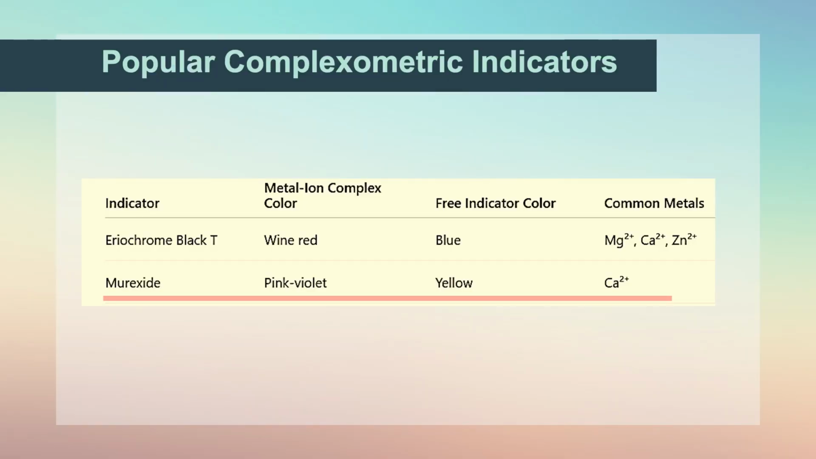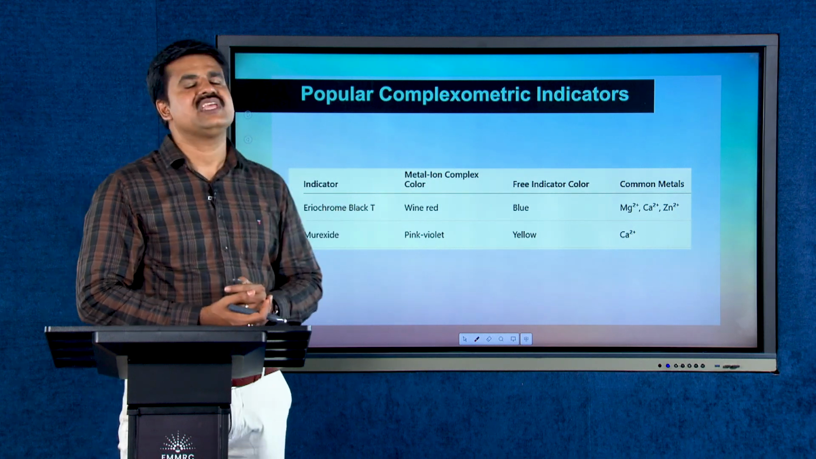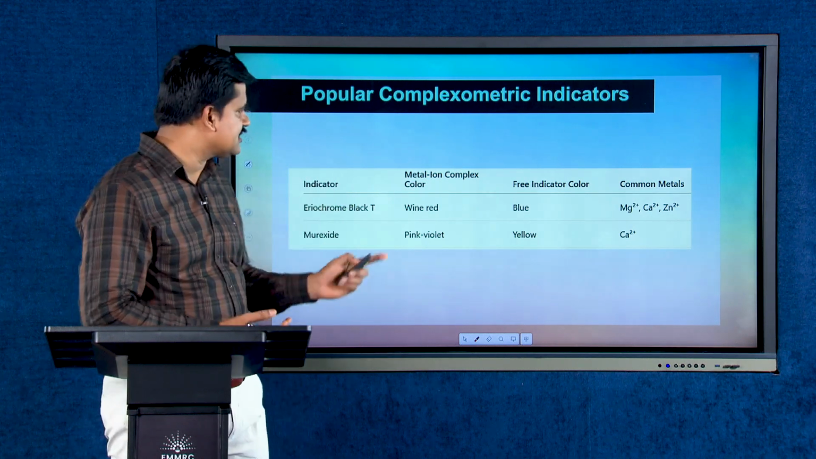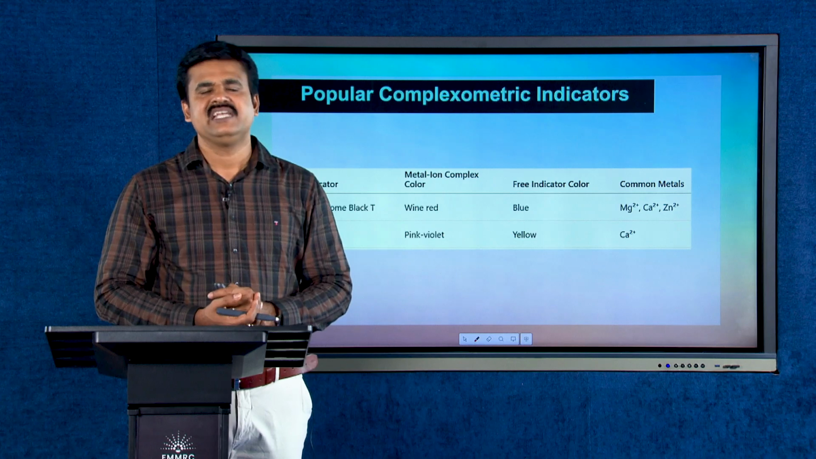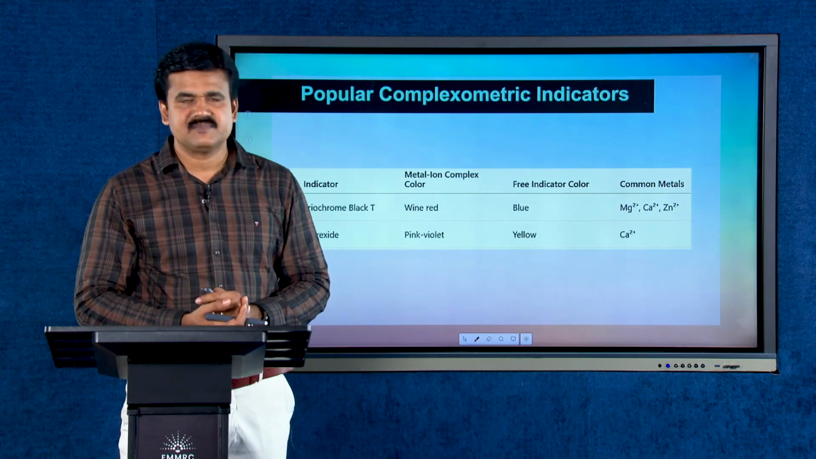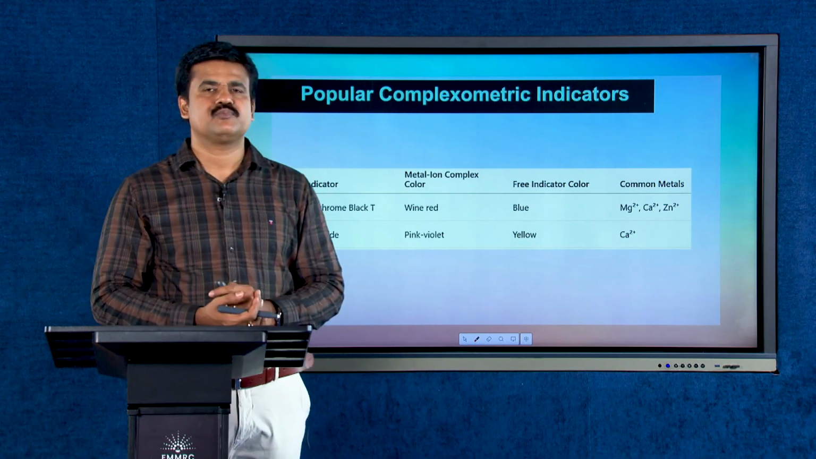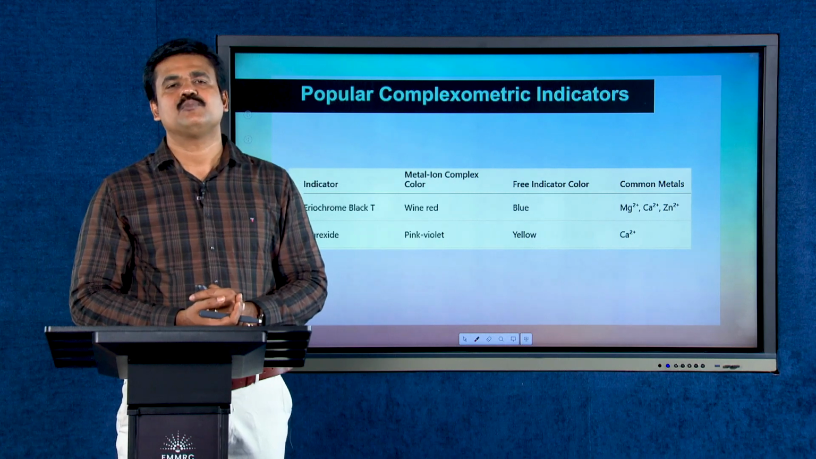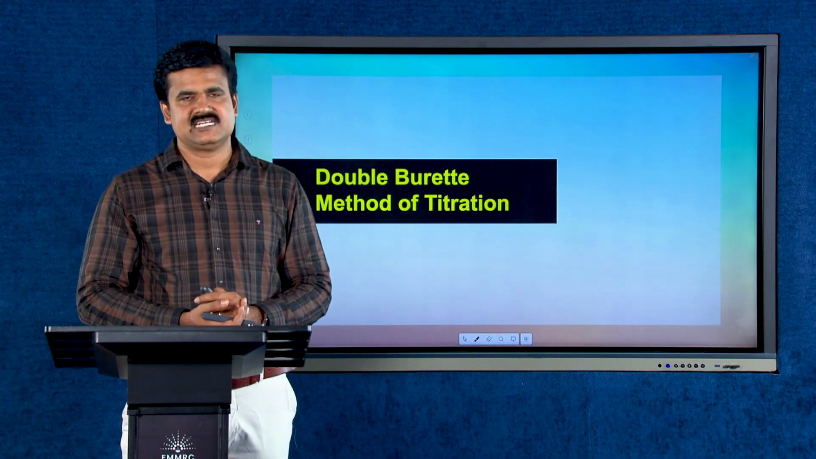And the next indicator is murexide. This murexide indicator is pink violet in the indicator complex form, and it is yellow in free form. So, the color changes from pink violet to yellow. It is highly useful in the estimation of calcium 2+ ions. This is about the popular complexometric indicators.